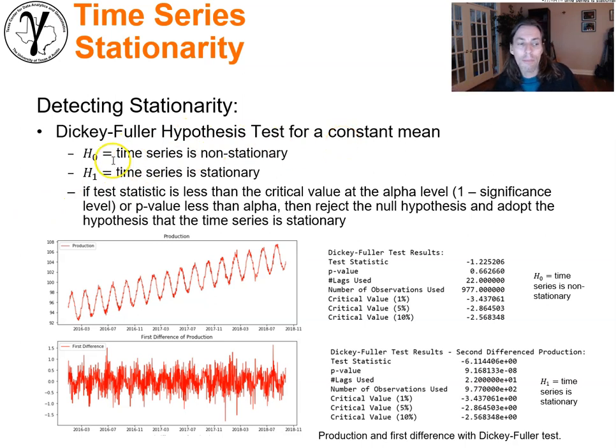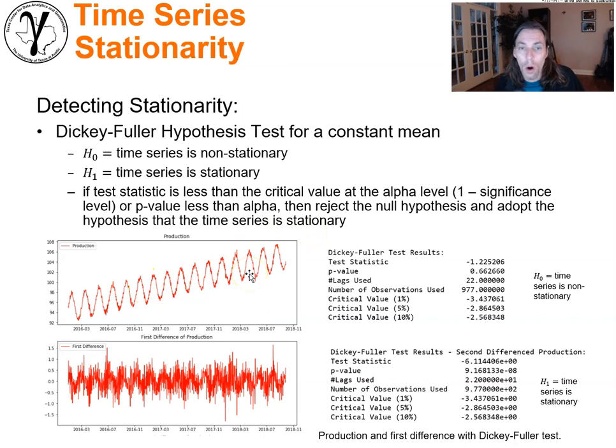And so the null hypothesis is the time series is non-stationary. Interesting, eh? The alternative hypothesis is the time series is stationary. And so we can apply a test at a specific alpha level, and we can see if the p-value is less than alpha, then we reject the null hypothesis and we adopt the alternative hypothesis that the time series is stationary. And so let's do a test.